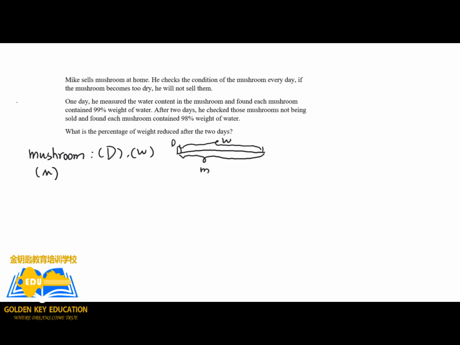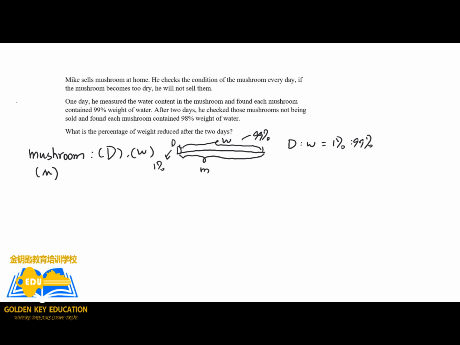So in that case, if 99% is the water, what is the percentage for the dry? The dry mushroom will of course be just 1%. Therefore, D over W is 1% versus 99%. This is how you compare the ratio in terms of weight between the two quantities.